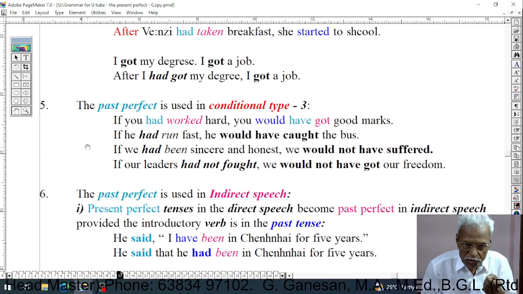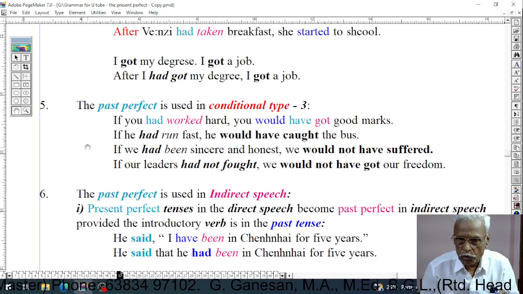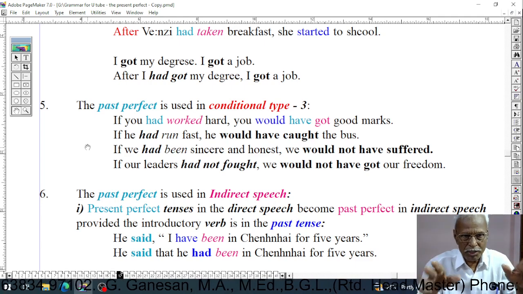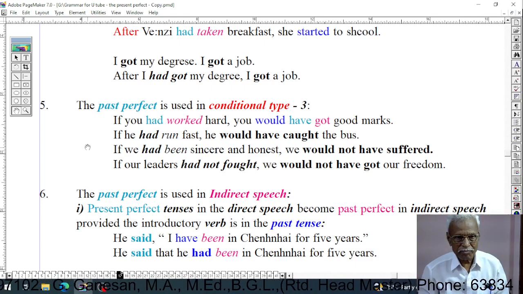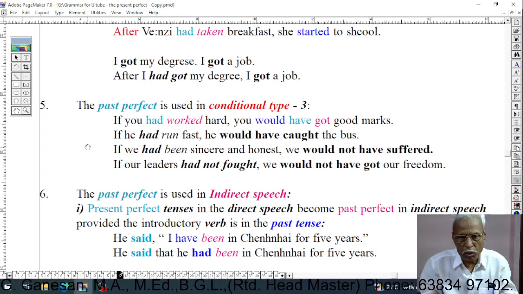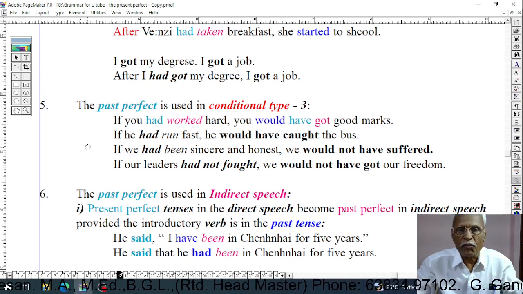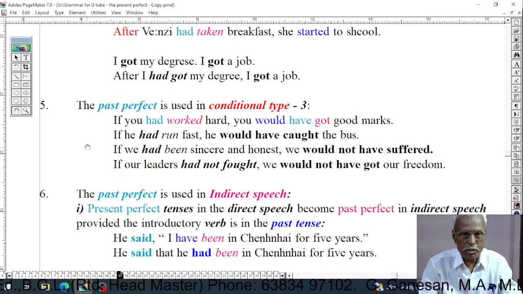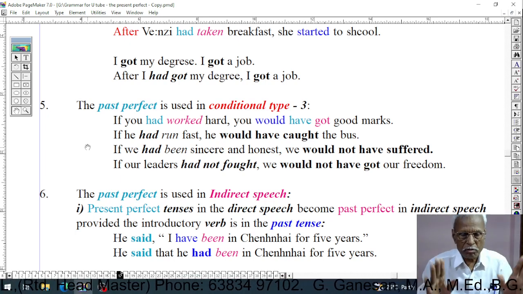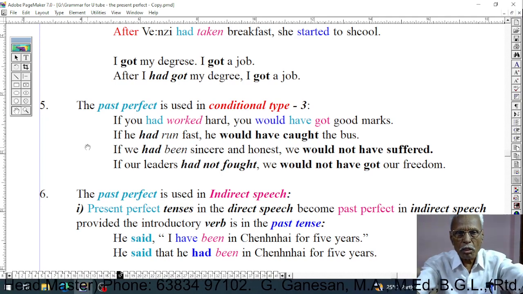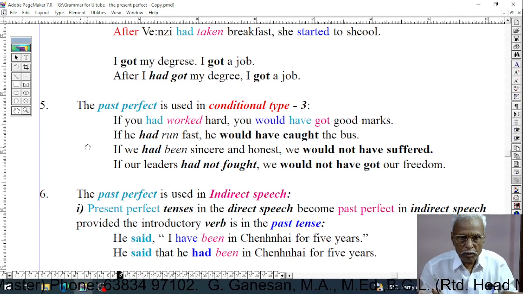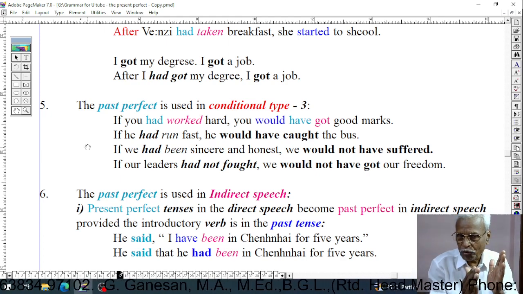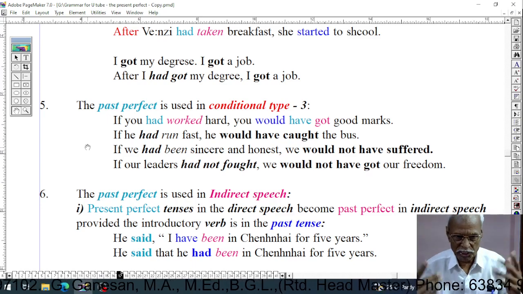If we had been sincere and honest, we would not have suffered. We were not sincere and honest, so we suffered. If our leaders had not fought, we would not have got our freedom. Our leaders fought, so we got freedom. You see, in the if plus third type, we should use past perfect tense.